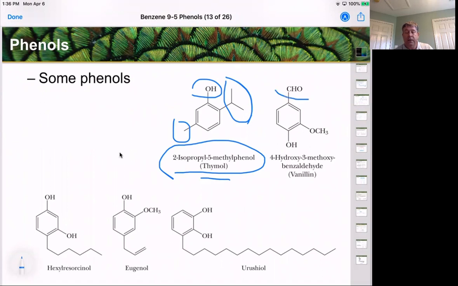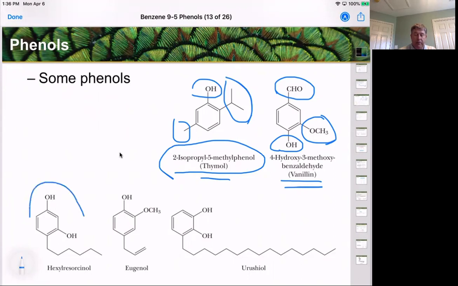If we convert this over to a different material, such that it has an aldehyde, this methoxy group here, and the phenol, we actually have vanillin. This is the vanilla flavored material that's found in wild orchids. There's a bunch of different other derivatives here, like for example, this is the hexyl resorcinol, this is eugenol, and this is another derivative that is found in naturally occurring plants.